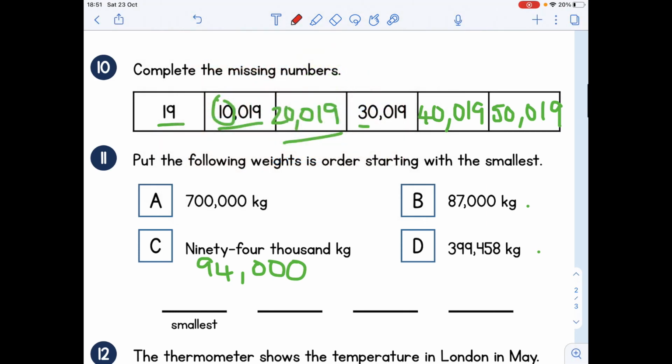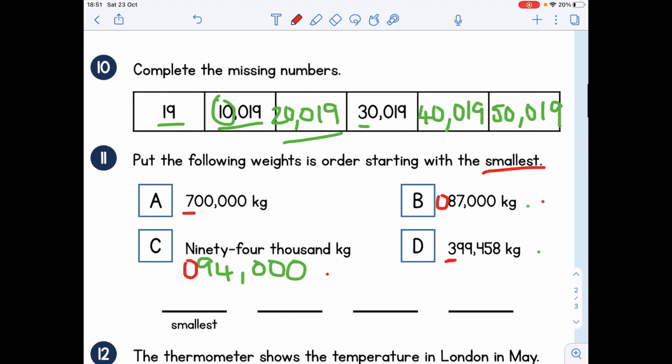So first of all, let's start with the hundred thousands column. Here we've got 700,000. We've got 0 hundred thousands here, 0 hundred thousands here, and 300,000 here. So it could be either between these two, because they've both got 0 hundred thousands. So remember, we're starting with the smallest. So either of those could be the smallest.